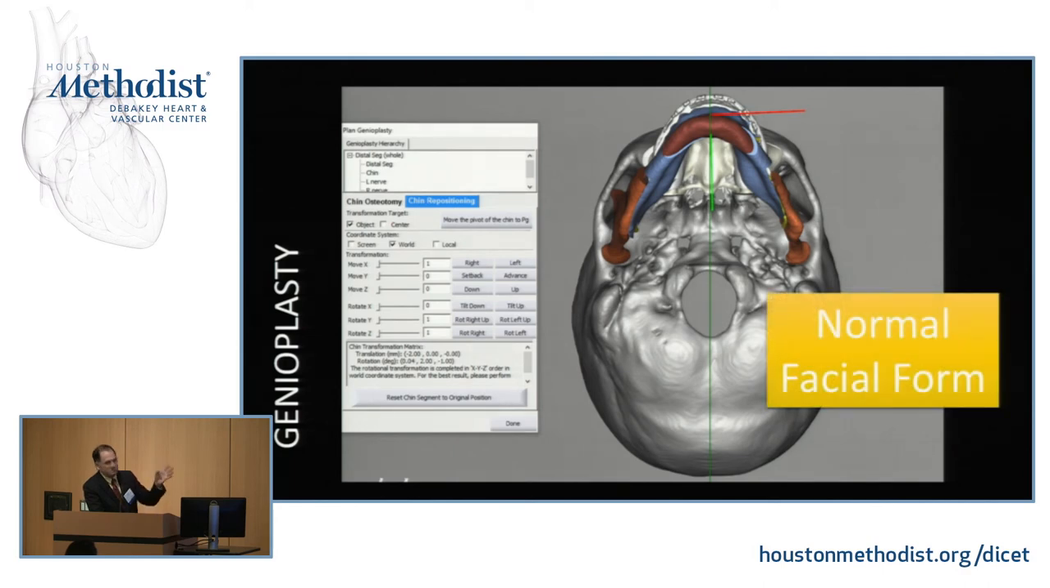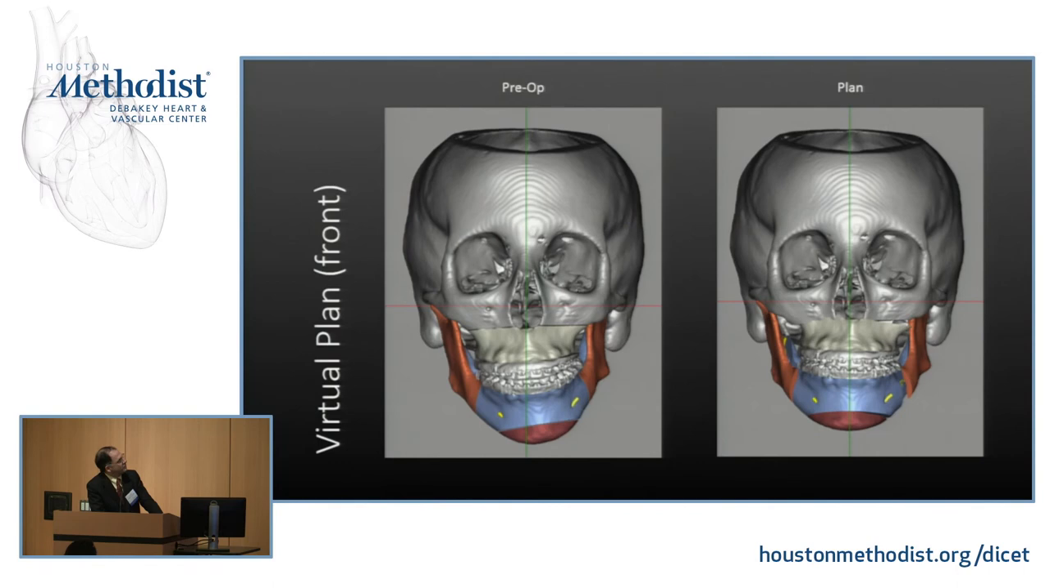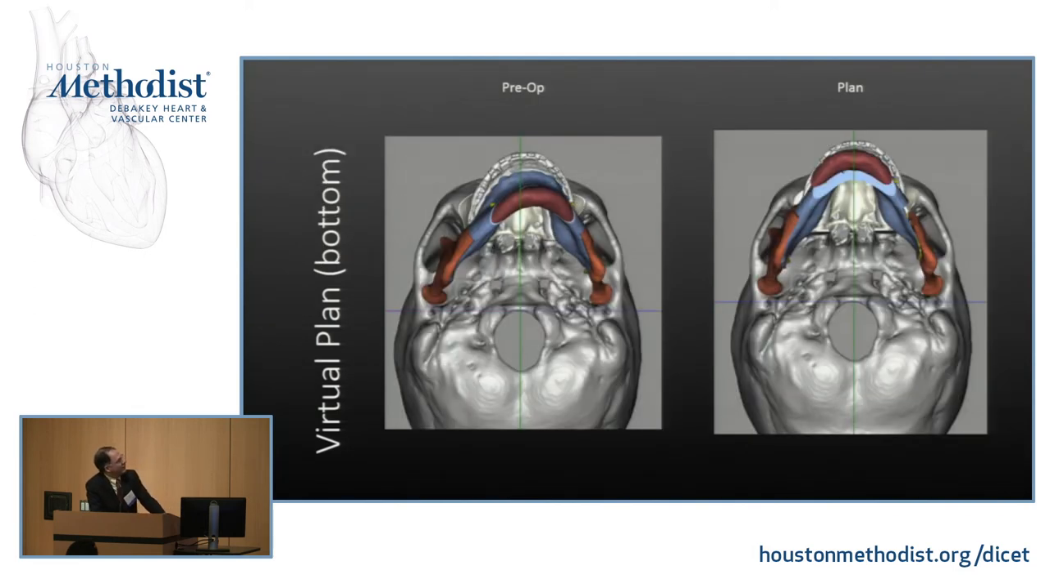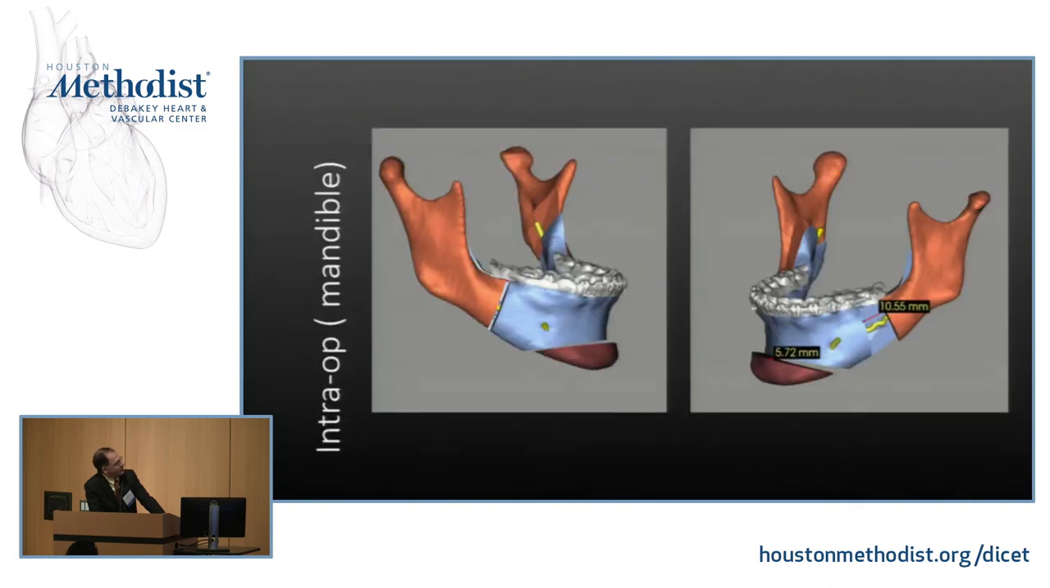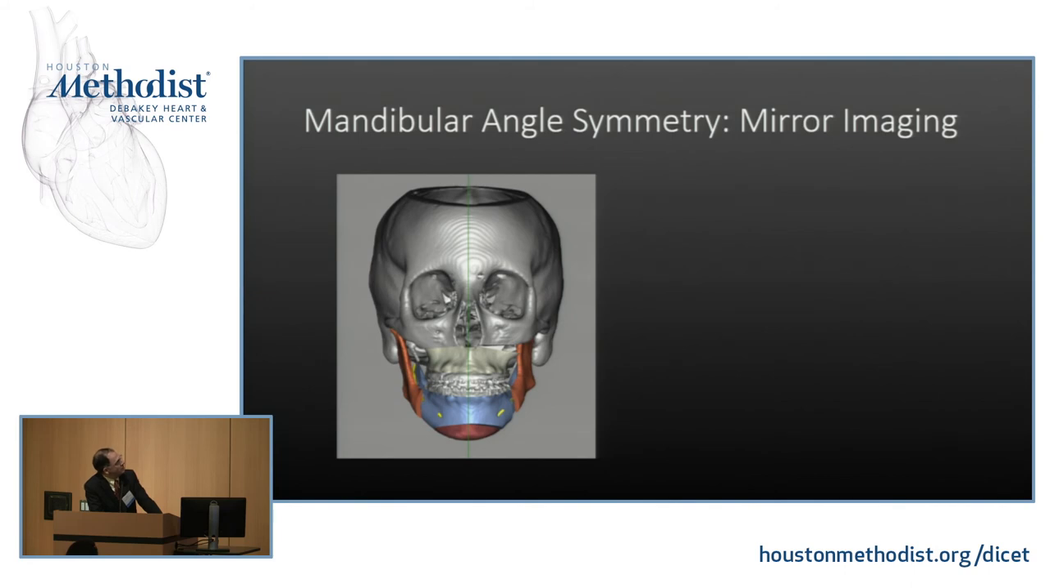So now the face is normal. So great, I made the face perfectly symmetrical, so what? What am I gonna do in the operating room? How am I gonna make that happen? So what we do is I can make a map that tells me more or less an idea where things go.